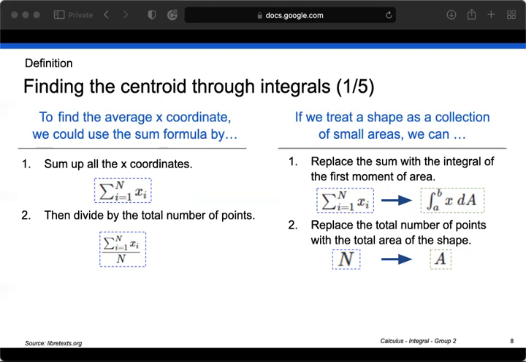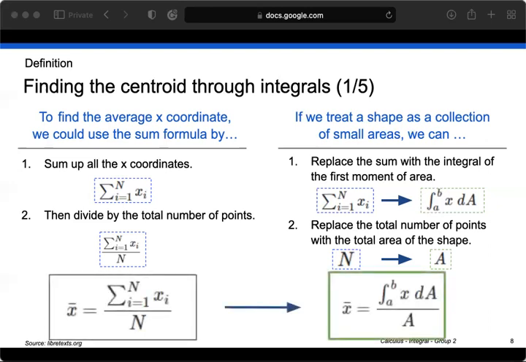Now, what is the first area moment integral? It is the sum of the small rectangles times the distance to the reference axis, in the notation x times dA. In this case, the reference axis is the y-axis. Once we have replaced that, our formula to calculate the x bar value should look like: x bar equals the integral from a to b of x times dA, divided by A.